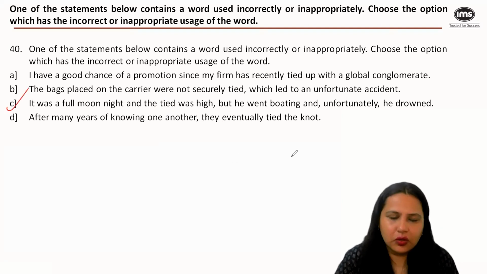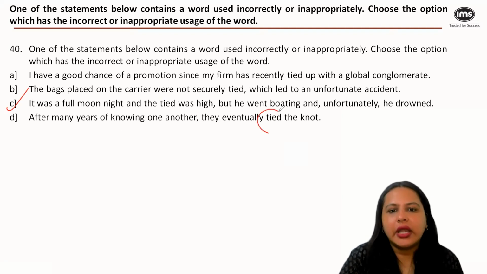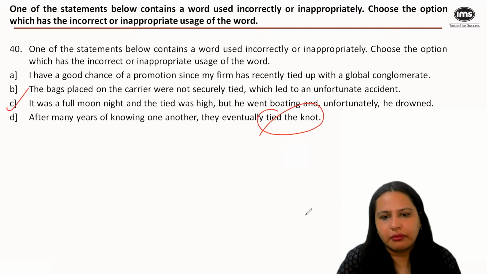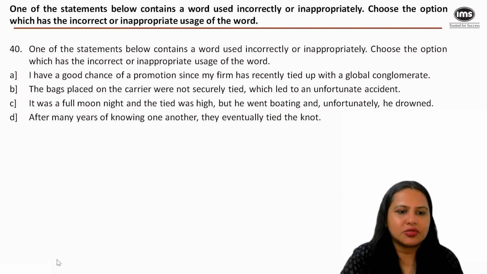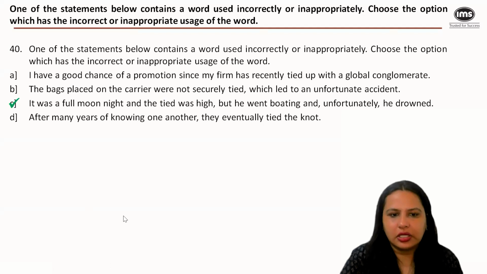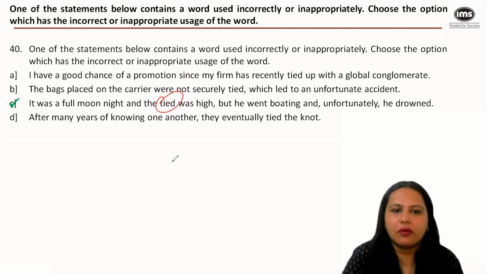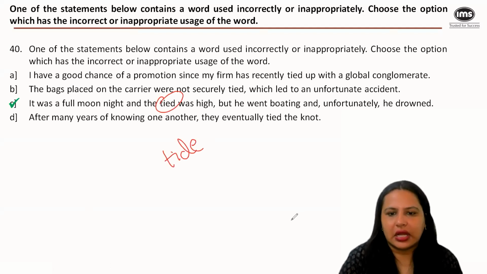Let's read sentence D also. After many years of knowing one another, they eventually tied the knot, which means that they got married. So the correct answer is option C, which has the incorrect usage. Instead of this tied, we want this tide, right?